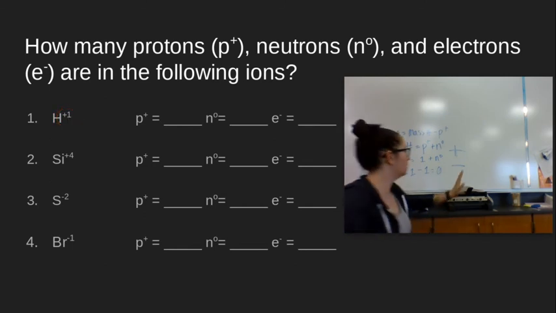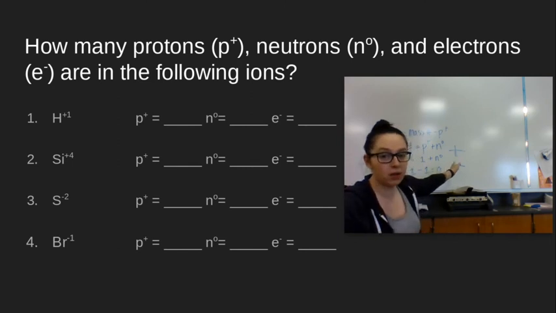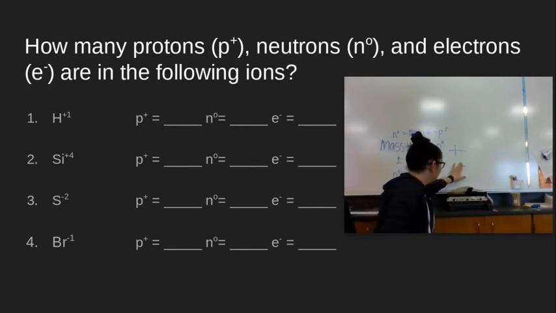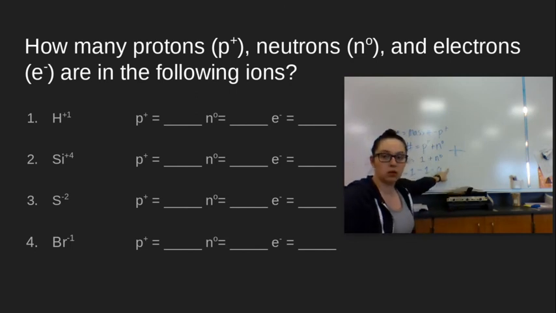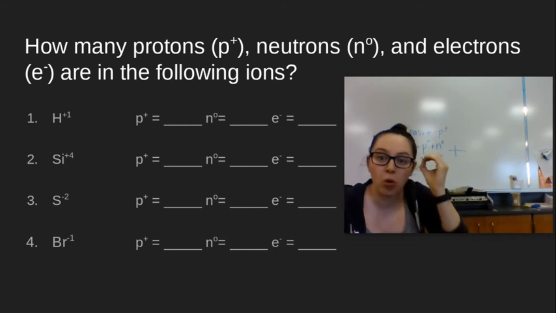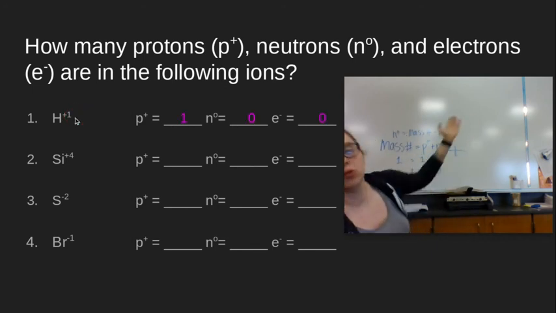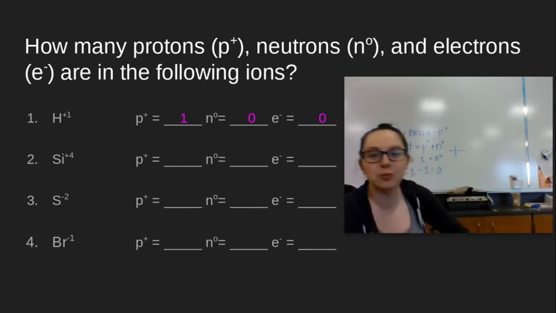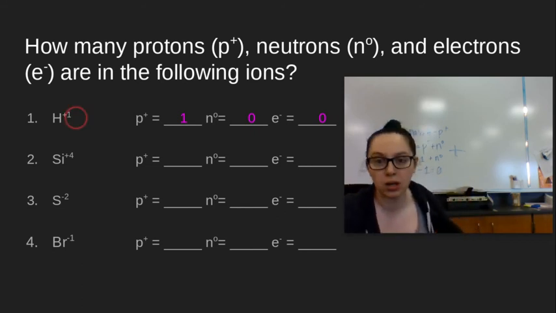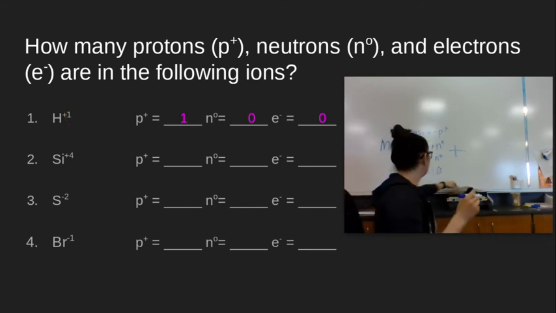In order to have a +1, that means I lost an electron. I lost a negative charge. Or I have to have a proton left over, which means I have to get rid of that electron. So how many electrons do I have right now? 0. Let's see if we got it right. Beautiful. 1 proton, 0 neutrons, 0 electrons. It's pretty cool. Let's try silicon.